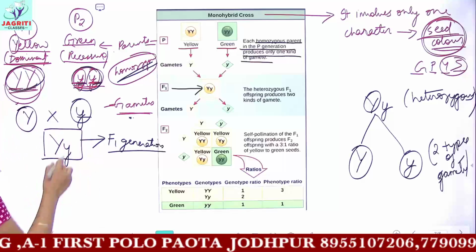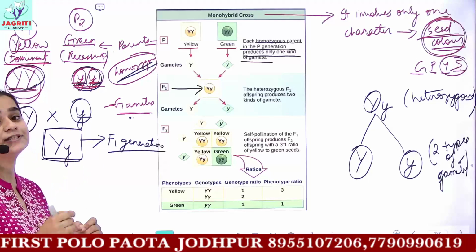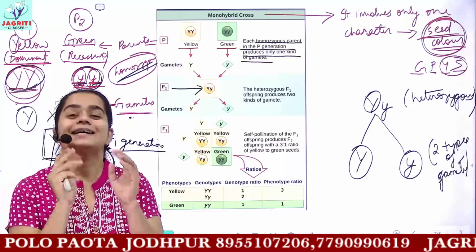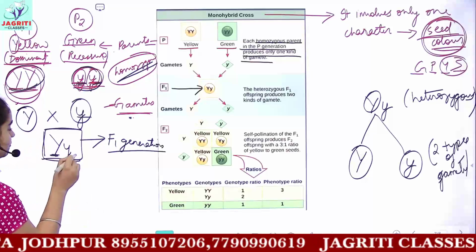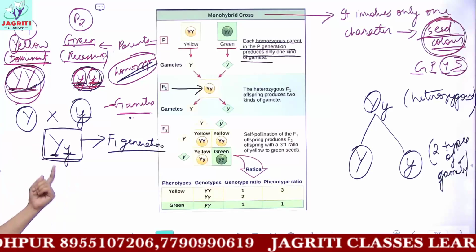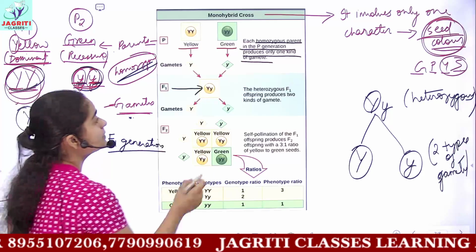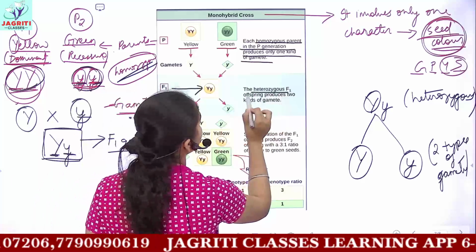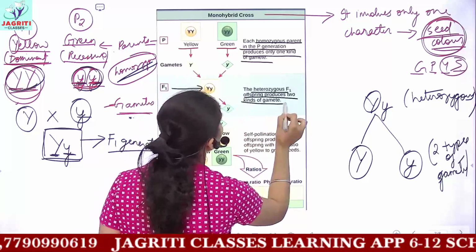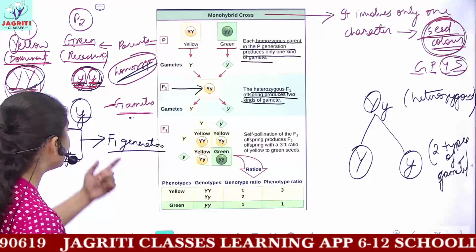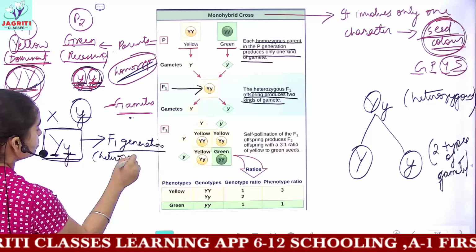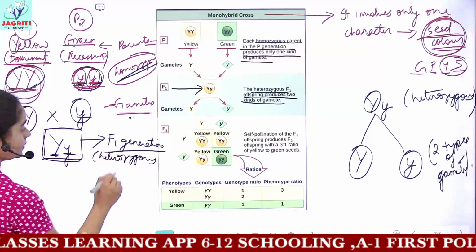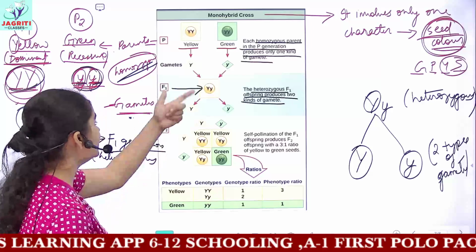And now this generation, is it homozygous or heterozygous? Correct. It is heterozygous because it contains different alleles. One is capital, the other is small. And hence, the heterozygous F1 offspring again produces two types of gametes. Now the F1 generation which we got is heterozygous. Now we will carry out the next step.